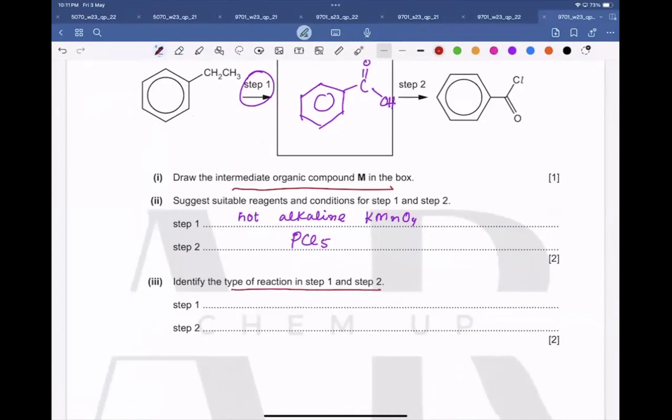So in step 1, it's an oxidation. And in step 2, it's a nucleophilic substitution, because OH is a nucleophile which is substituted by another nucleophile, chlorine. No, how is step 1 a hydrolysis? It's an oxidation. Hydrolysis is done with halogenoalkanes, esters, amides, and nitriles.